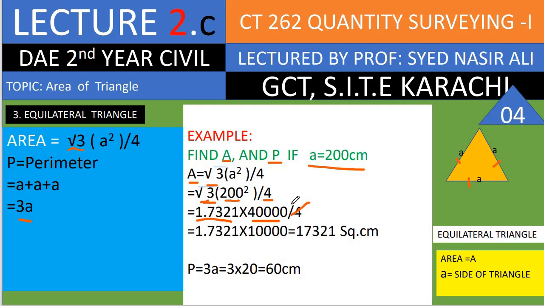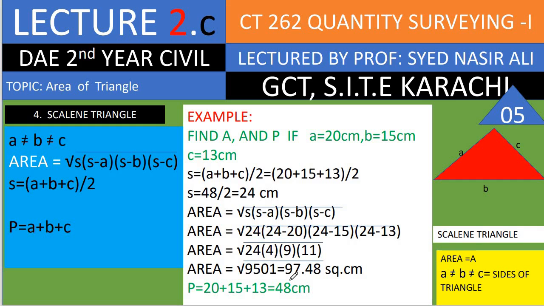Just cancel out this 40,000 upon 4. We get 10,000, and this is 1.7321. Multiply it. We get 17,321 square centimeter area. This is the perimeter. P is equal to 3a. 3 into 20. We get 60 centimeter perimeter.